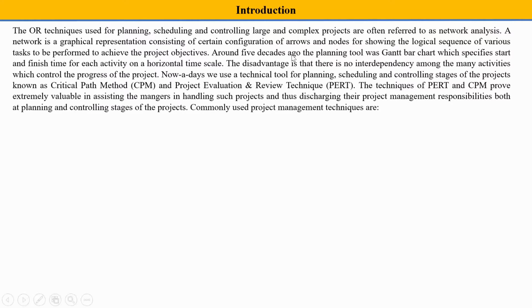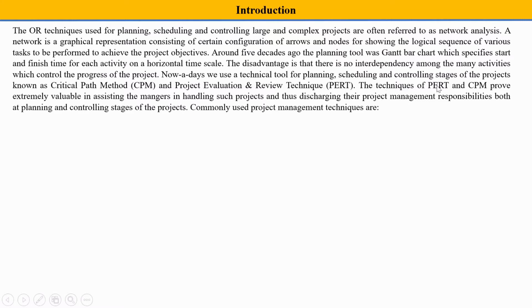Around five decades ago, the planning tool was the Gantt chart, which showed activities on a horizontal timescale. The disadvantage is that there is no interdependency shown among many activities. When completing a Gantt chart, it was uncertain which activity was interrelated to which other. So nowadays we use techniques for planning, scheduling and controlling the stages of a project known as the critical path method, CPM, and the project evaluation and review technique, PERT.